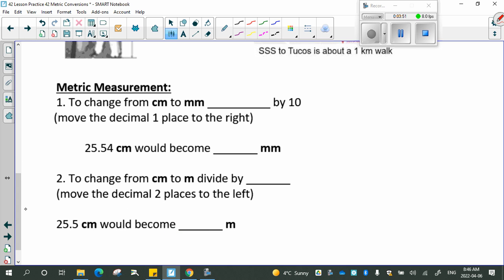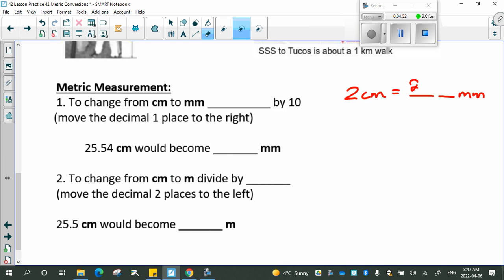All right, so metric measurement, to change from centimeters to millimeters. So say you have 2 centimeters and you want to change it to millimeters. What would you have to do? You can see it on your ruler if you have a ruler out. What's 2 centimeters equal on your ruler? How many millimeters? 10 millimeters is a centimeter, so 2 centimeters would be 200 millimeters. No, 20. My bad, sorry. 20 millimeters.